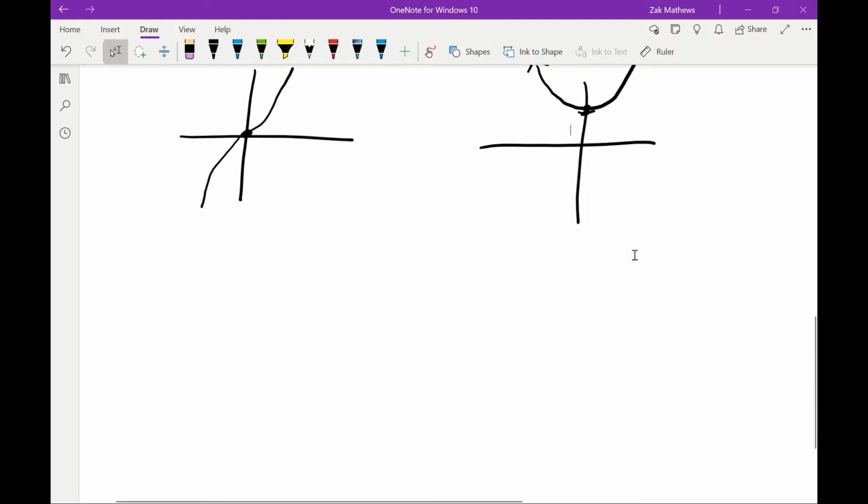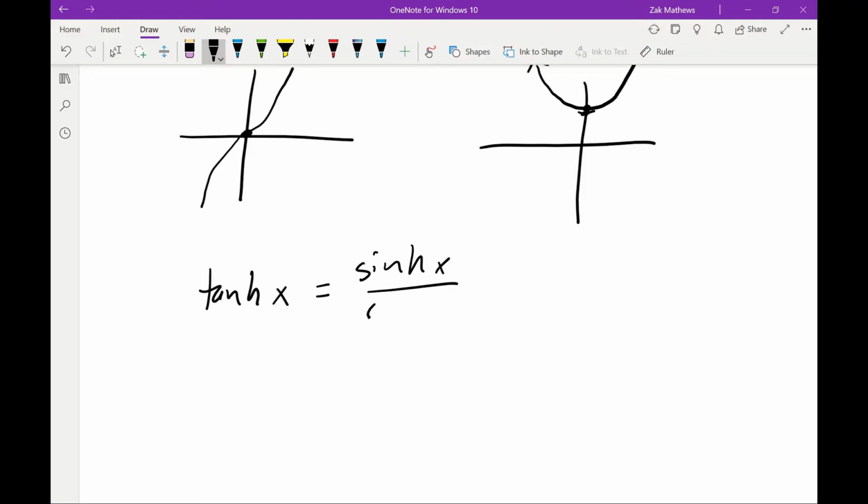Just to real quickly sketch out what the others would look like. If we think about tangent, or the hyperbolic tangent function, the tanh function, we can think of that in terms of sine and cosine. It'd be the sinh over the cosh. And we know that sinh is e to the x minus e to the negative x over 2. Cosh is e to the x plus e to the negative x over 2.